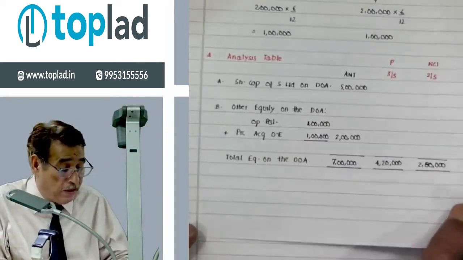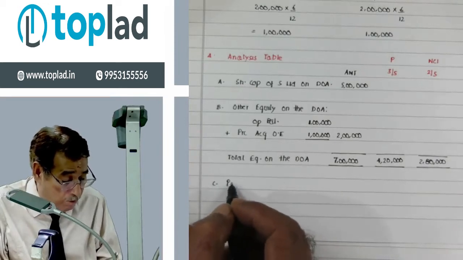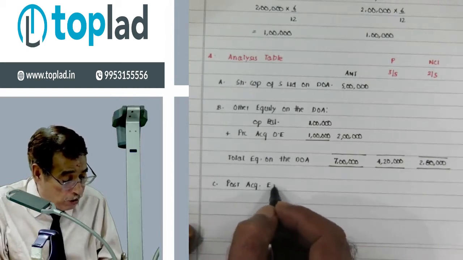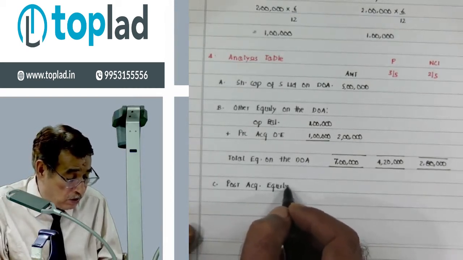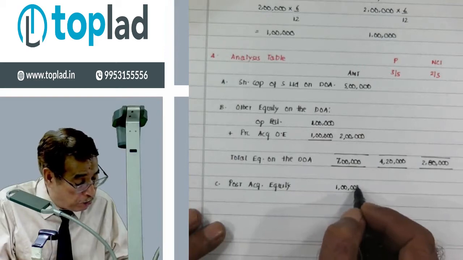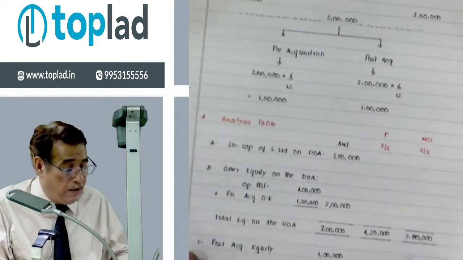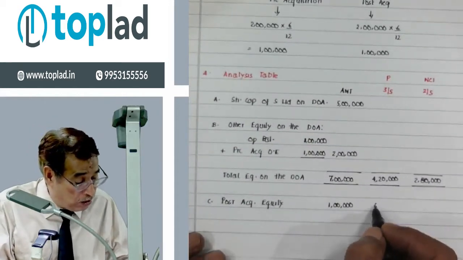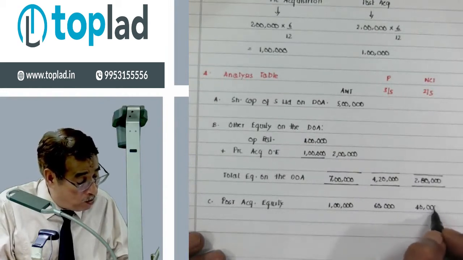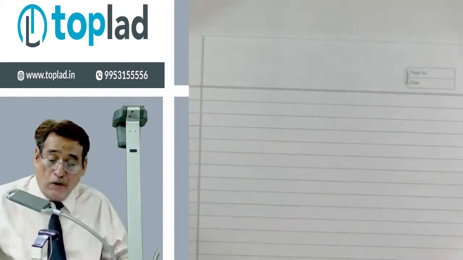And besides that, when you prepare the analysis table, it is always better to write post-acquisition equity. As we have seen, this time in the post-acquisition period, the subsidiary company has earned only 1 lakh, because the post-acquisition period is the second half of the accounting year. And post-acquisition equity is 1 lakh. So out of this 1 lakh, 3/5, 60,000 belong to us and 40,000 belong to NCI. Is it clear to you? Very simple now. So now you will acquire proficiency without an iota of doubt.